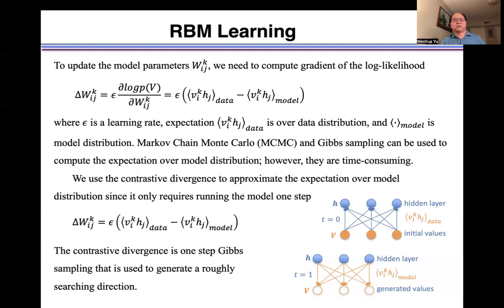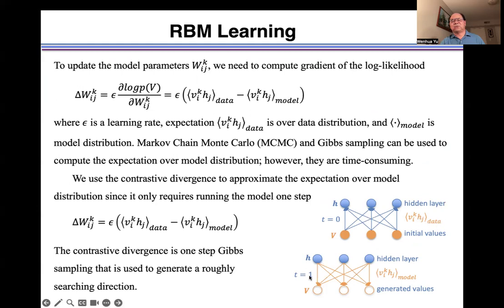However, they are time-consuming. Here we use contrastive divergence to approximate the expectation over the model distribution, since it only requires running the model one step. For example, at t equals 0, update H from the initial value V to calculate the expectation over the data distribution.